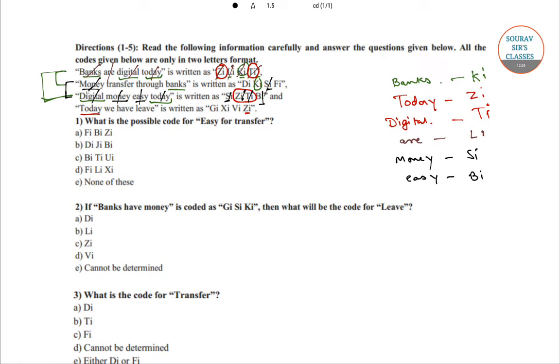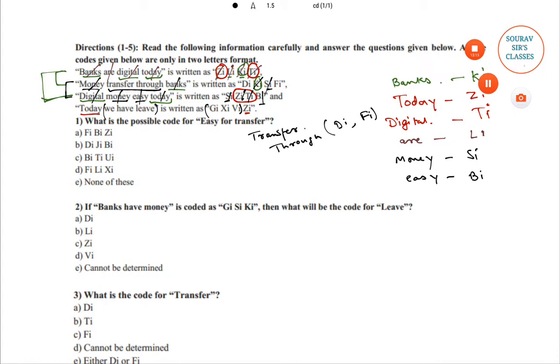Now here we have money coded as SI, banks coded as KI. So we are only left with transfer and through. Both the words transfer and through are not in any other sentences. So transfer and through would be either of DI and FI. Similarly, we have leave would be either of GI, XI and VI.